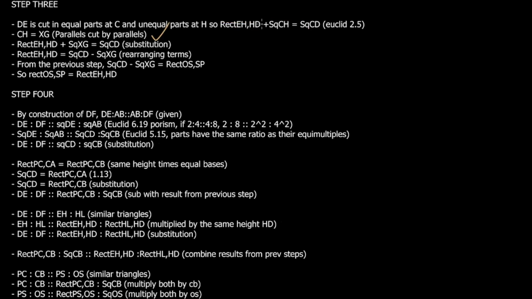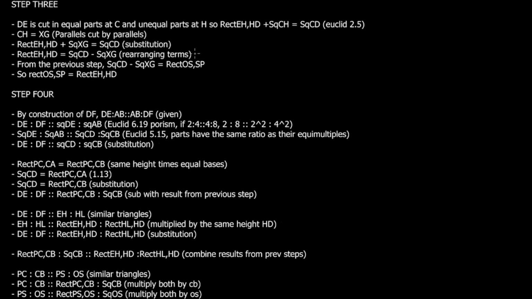So then we have, we're going to bring this one down, and we're going to substitute the square on CH for the square on XG, because CH equals XG, and bring down CD as is. Great. And then we're going to move XG over by subtracting it from both sides. I think that's pretty visually obvious here.